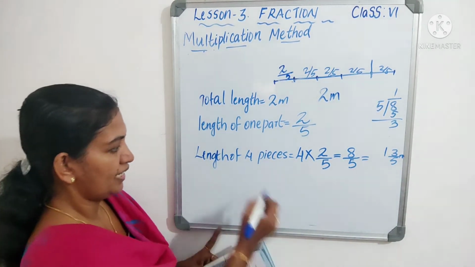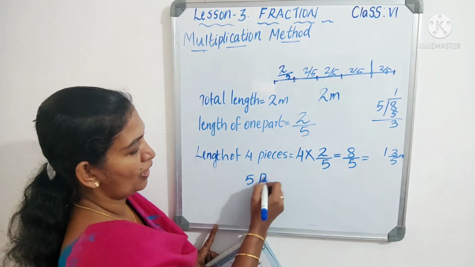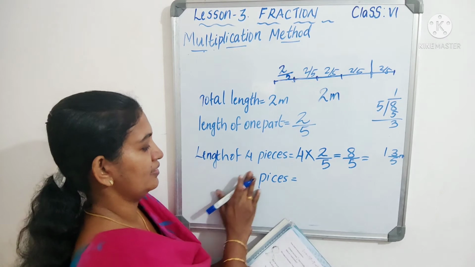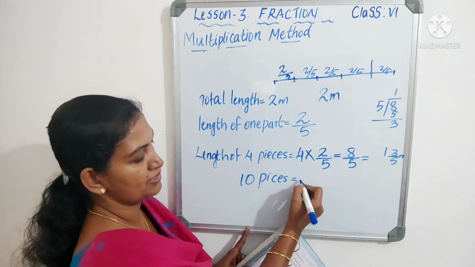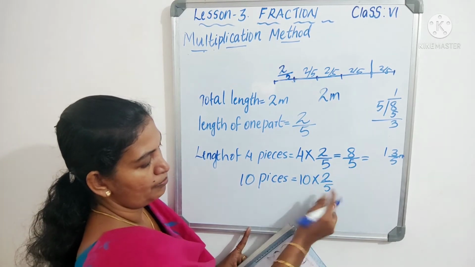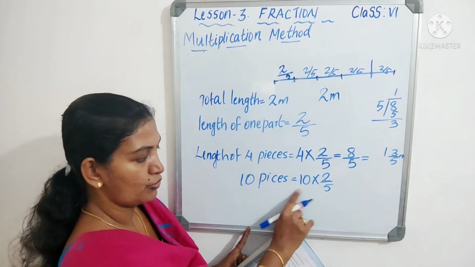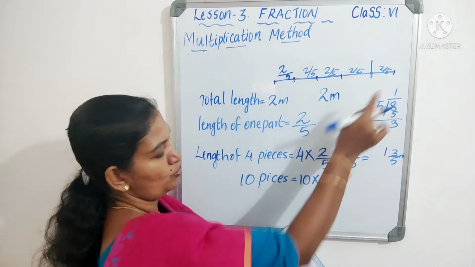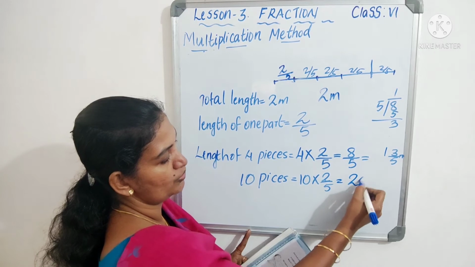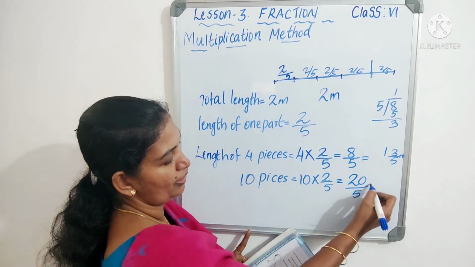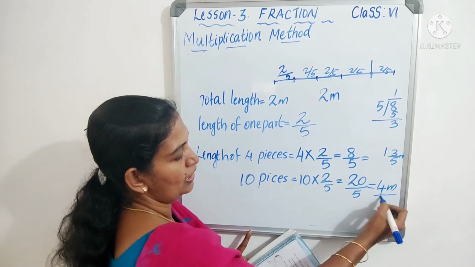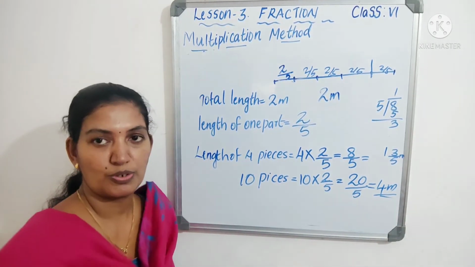Next, what is the length of 10 such pieces? That means 10 into 2 by 5. One part is 2 by 5 and we have to find the length of 10 pieces. So 10 into 2 by 5 is equal to 10 2s are 20, and 20 divided by 5. We know that 20 divided by 5 is 4, because 5 4s are 20. So the length of 10 pieces is 4 meters.